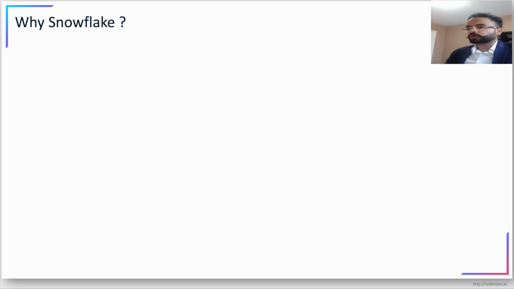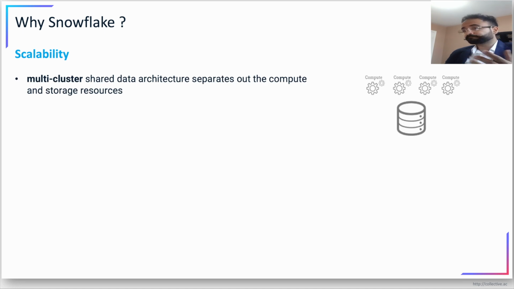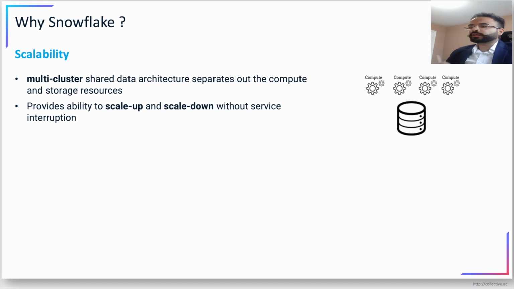The next thing is scalability. Snowflake offers a multi-cluster data architecture that separates out the compute and the storage resources. This enables the user to scale up the resources when and as needed. So if we need to load or process a large amount of data, they can scale the warehouses, what we call the clusters, up and down according to the need, without interruption of service.